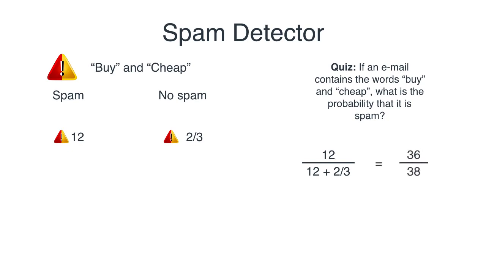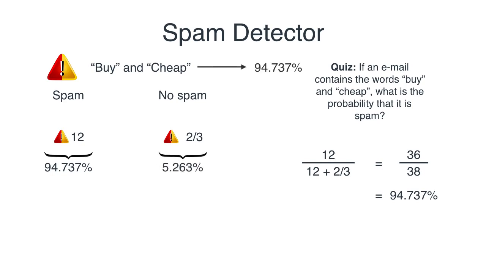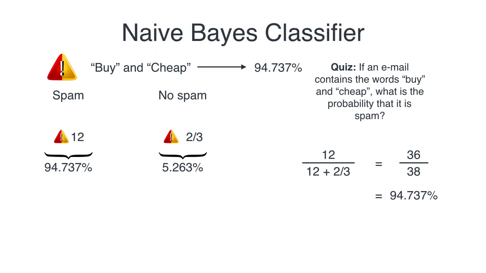So what do we do with this fraction? Well, we put it in lowest terms, it's 36 over 38, or 94.737%, because this split is 94.737 and 5.263. Therefore, our final answer is that the words buy and cheap give us a probability of 94.737% of being spam. That means if we have an email with both of those words, it's 94.737% likely to be spam. And that is precisely the naive Bayes classifier.